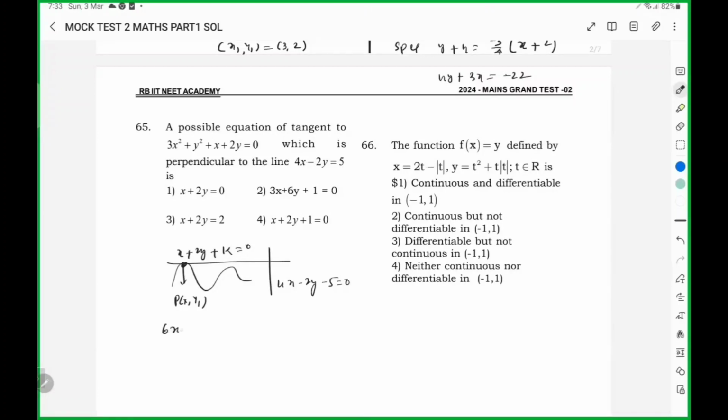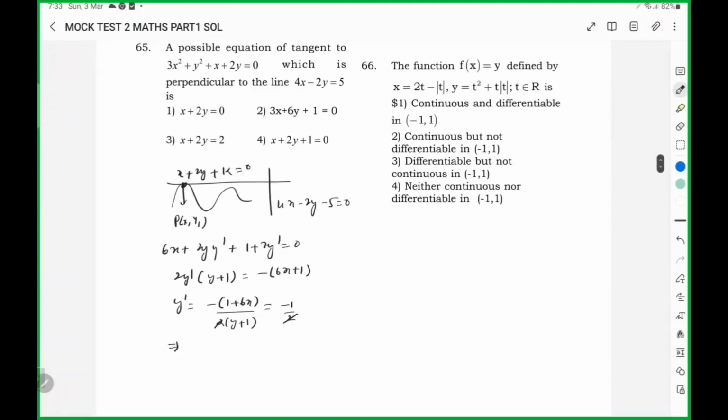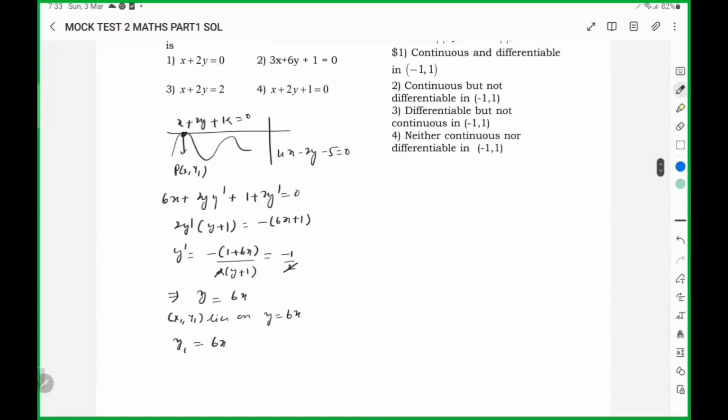So differentiating the curve, two y dash into y plus 1 is minus of 6x plus 1. Y dash is, which is equal to slope will be -1/2. After simplification, y is 6x. That point x1, y1 lies on this. We get y1 as 6x1.